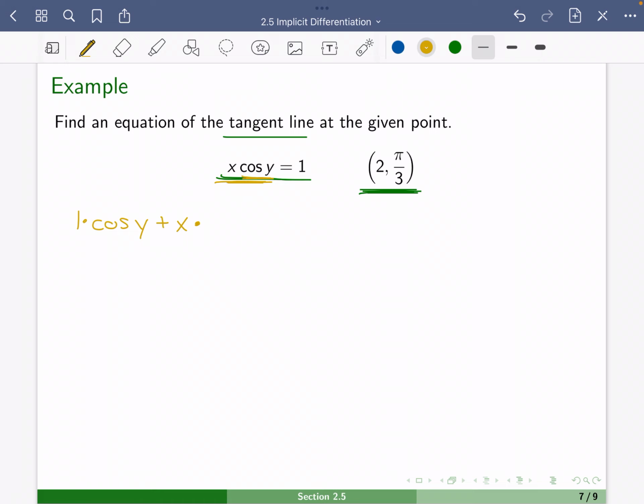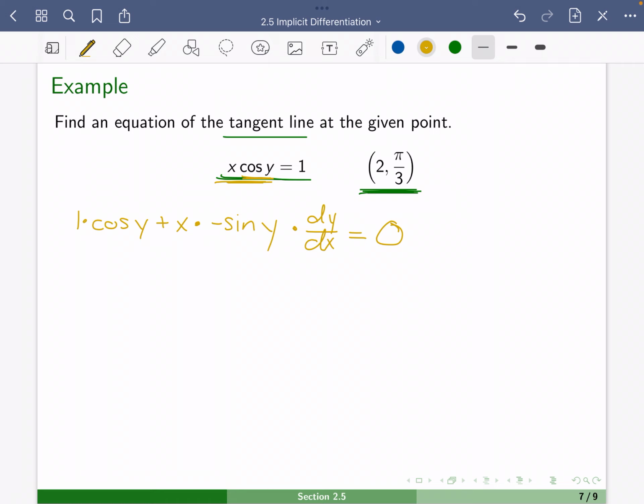Derivative of cosine of y is going to require a chain rule. Derivative of cosine is negative sine. The inside stays the same, and then we will multiply by the derivative of the inside, dy dx. Now don't forget to also take the derivative of the right-hand side. So derivative of 1 is 0.